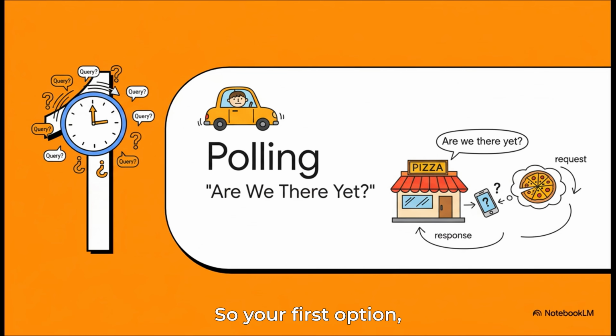So your first option, that's what we call polling. And yeah, it's pretty much the equivalent of calling up the pizza place every 5 minutes and asking, hey, is it ready yet? How about now? Is it ready now? It is the digital version of a kid in the backseat of the car just endlessly asking, are we there yet?